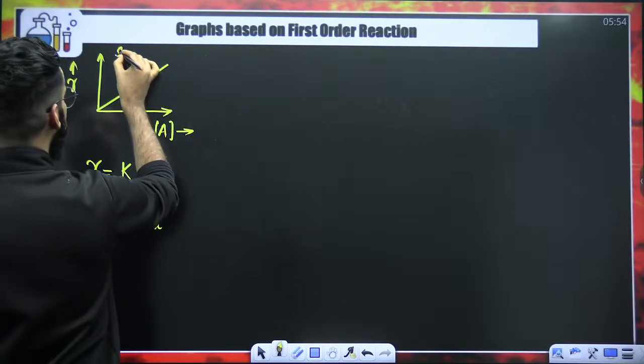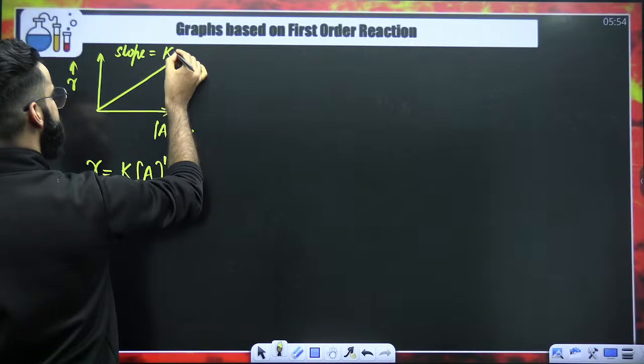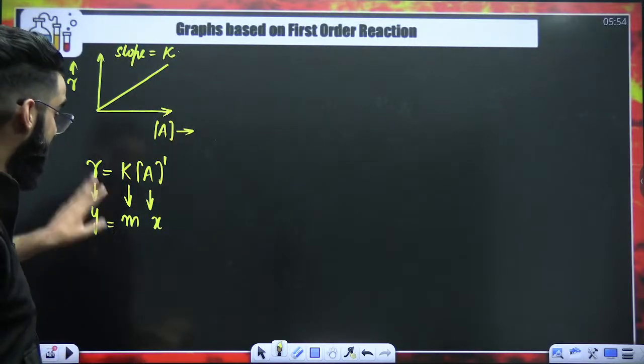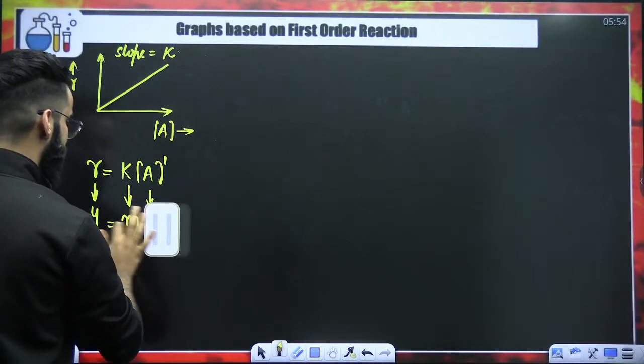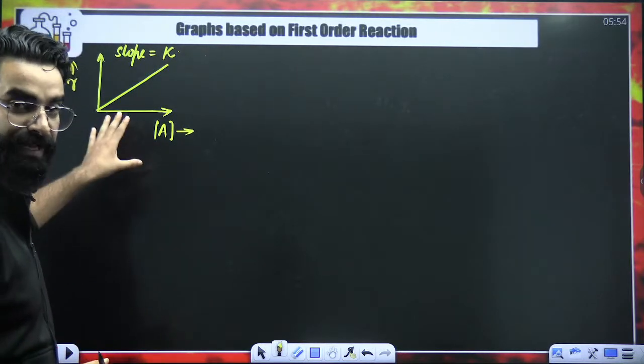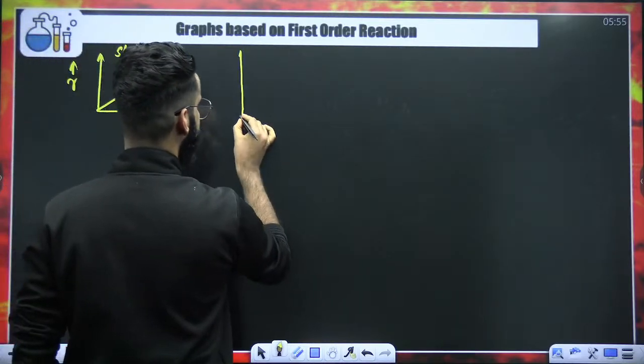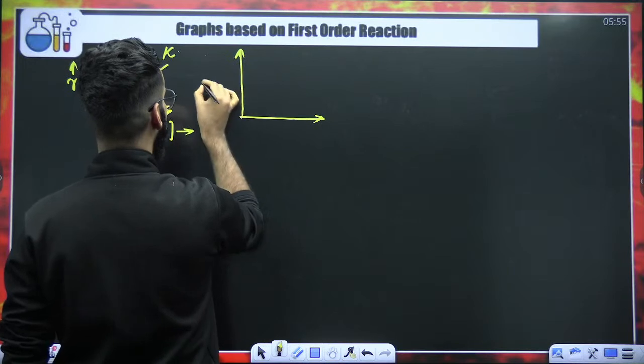If you ask me what about the slope of this particular curve? Slope is represented by m, and m is k in this particular case. So this is the first graph, which is perfectly valid for the first order reactions. Number one. Number two, for example, I am plotting one more graph.